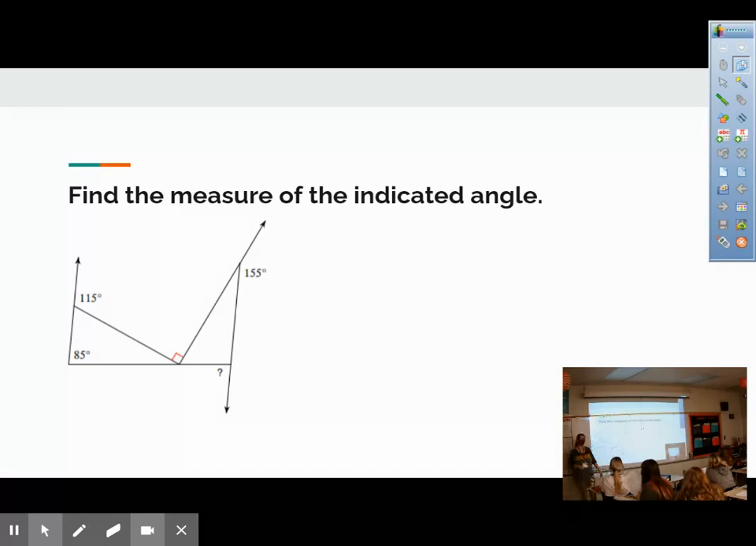What's the rule for where it'll be the same on the other side? That's vertical angles. No, that's not that one. I don't know how to explain that. It's the transversal. Oh, that's when you have parallel lines. So that wouldn't work, because you don't have parallel lines.